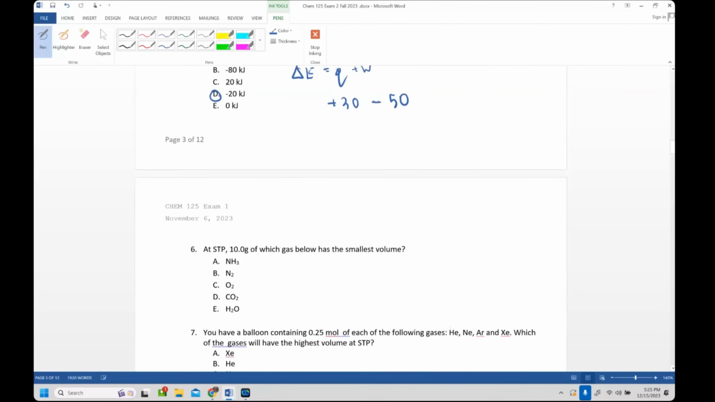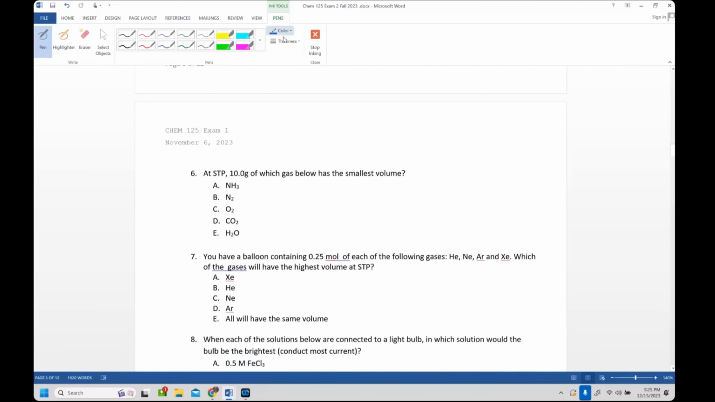And yes, Samir, hydrogen is +1 on the periodic table. And that's why the oxidation state is always +1 as well for hydrogen.